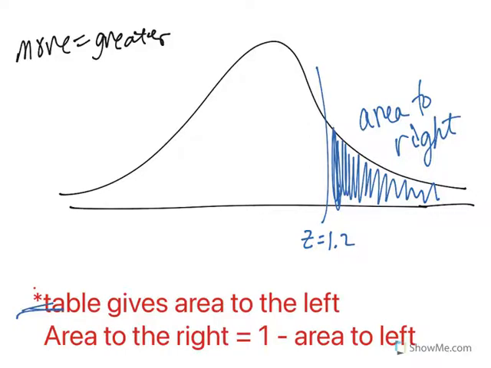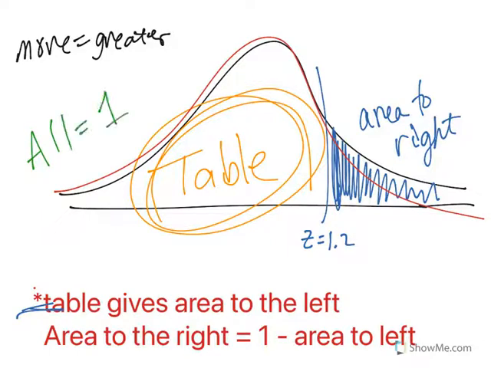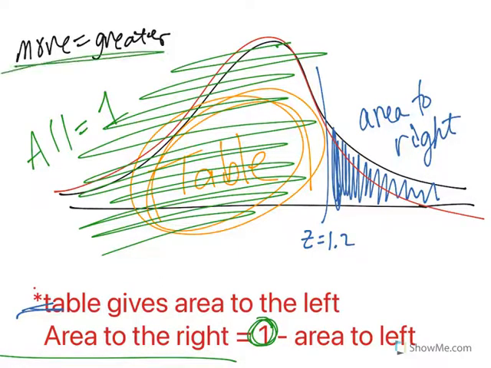So if you look up in a table the z-score of 1.2, the table gives you this area over here. So remembering that the entire area under the curve, all the area, equals 1, if I take this whole thing, which is 1, and subtract the area to the left, what's left? Well, the area to the right. So we have an extra step if they're asking for more or greater.